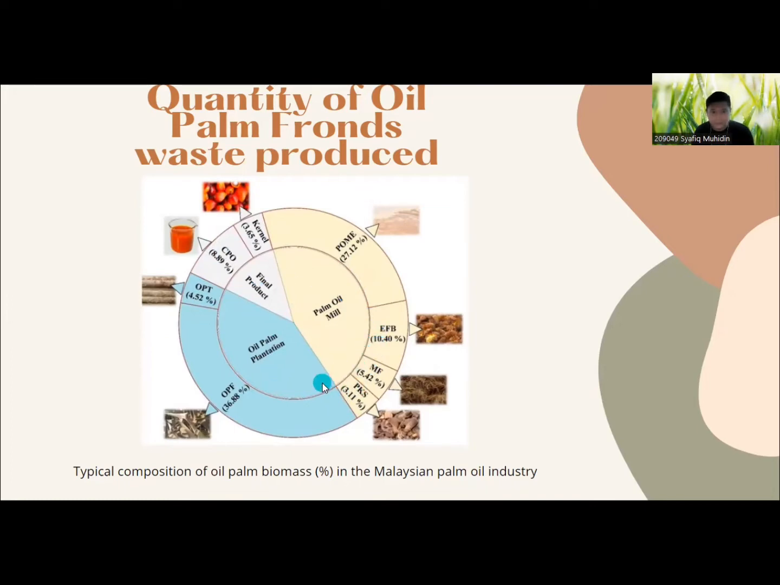In this pie chart, we see the highest of the waste comes from the oil palm frond, which is 36.58% of the waste. So if we don't handle the waste properly, it will affect our environment.